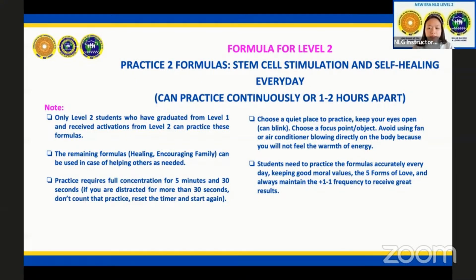You choose a quiet place to practice. Keep your eyes open, but of course you can blink. And choose a focus point or object if you need to, if you're still in that process of training yourself how to focus. Avoid using a fan or AC blowing directly on your body because you will not feel the warmth of energy. Students need to practice the formulas accurately every day, keeping good moral values, the 5 forms of love, and always maintain the +1 frequency to receive great results.